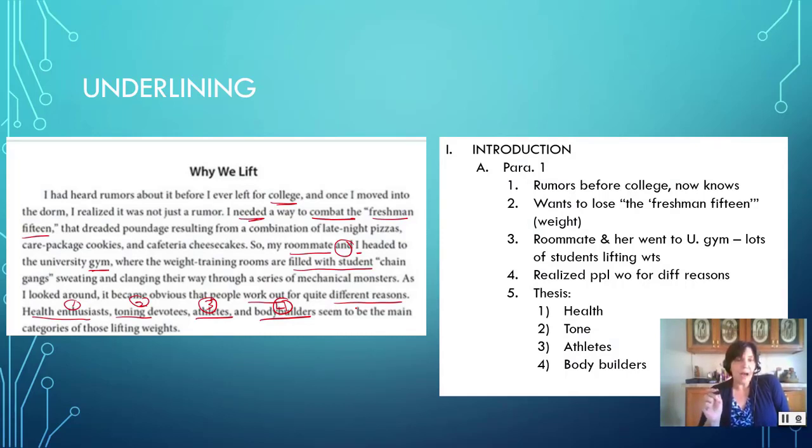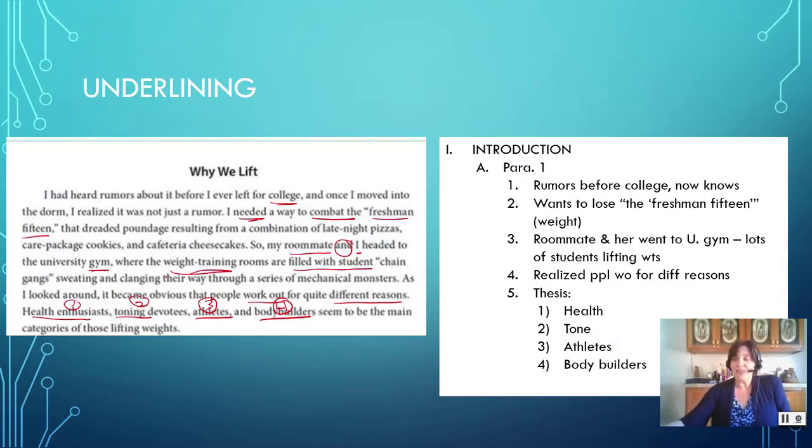And so now the way to check whether you've got everything is to read just the underlined parts. So what do I have? College, needed to combat the freshman 15, roommate and I, gym, filled with student, different reasons, 1, 2, 3, 4. So you see, I am missing one thing, weight training, very important, so that I know what the different reasons are for weight training.